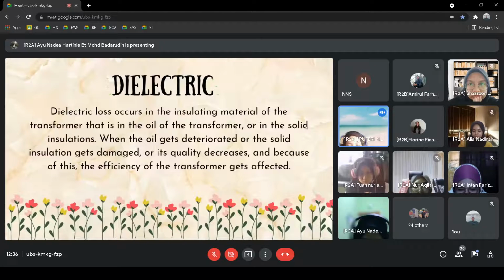Today I want to talk about dielectric losses. Dielectric loss occurs in the insulating materials of the transformer, that is, in the oil of the transformer or in the solid insulations. When the oil gets deteriorated or the solid insulation gets damaged or its quality decreases, the efficiency of the transformer is affected.